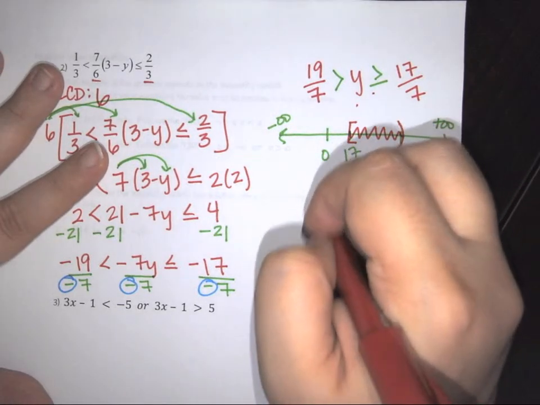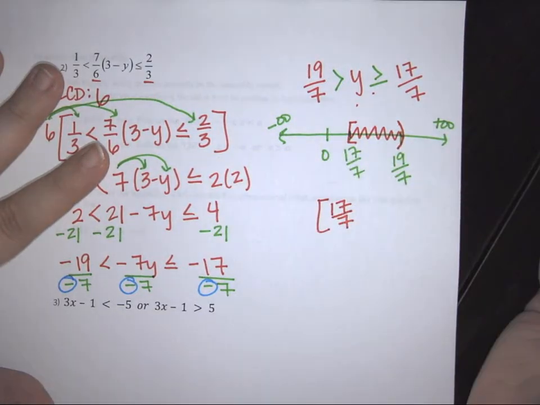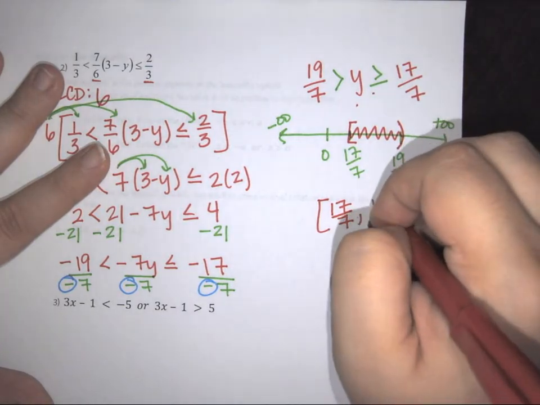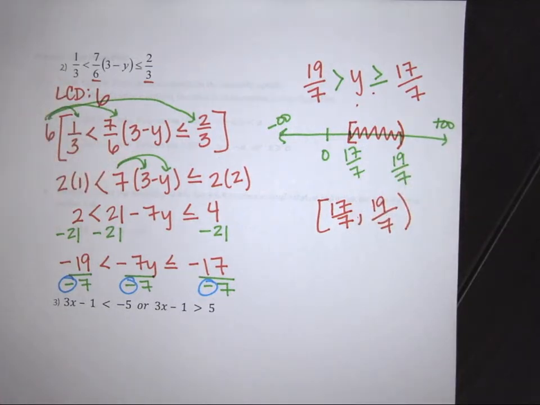So I'm going to start with my bracket, which surrounds my 17 over 7. I'm going to input my comma, and I'm going to end at 19 over 7 with my parenthesis. Okay. So here again we had another instance of an and, only this time we had an and that was centered around fractions.